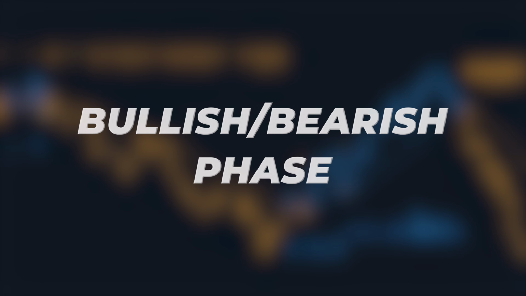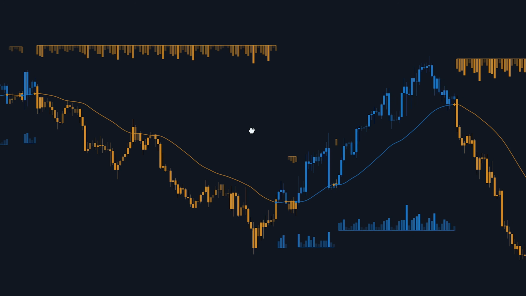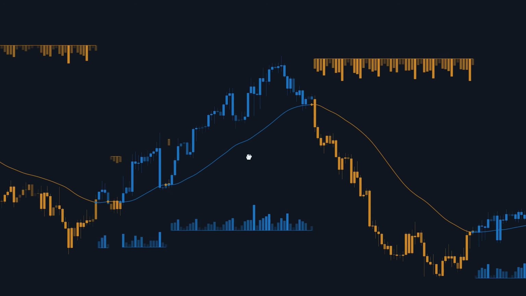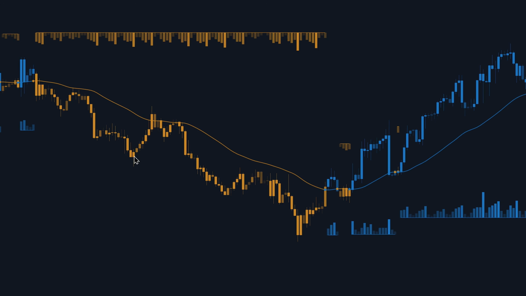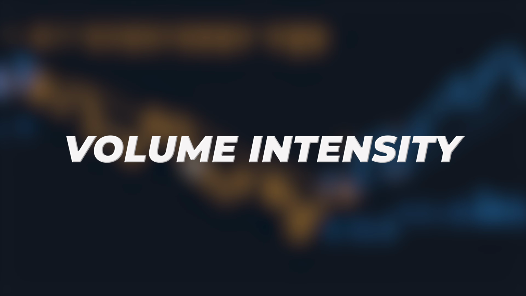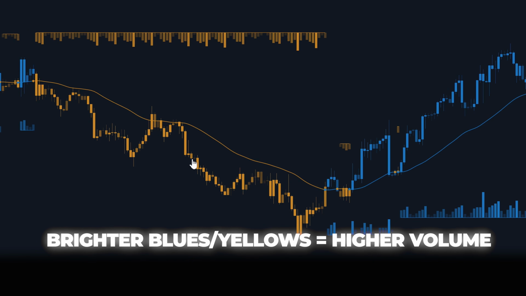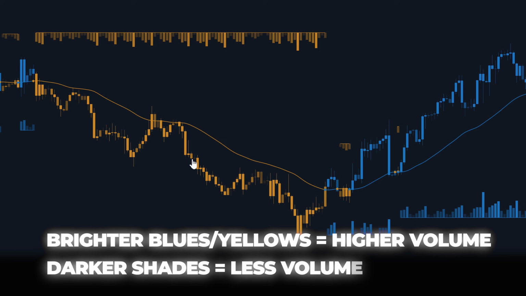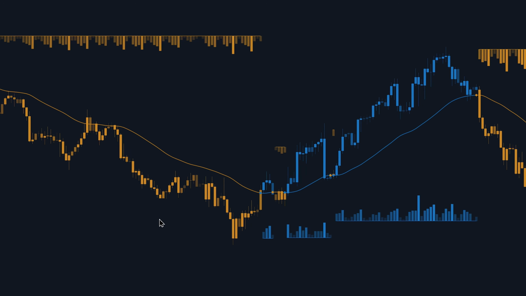The indicator also automatically colors your price candles to match the trend. Blue for up, yellow for down. What's neat is that the candle coloring isn't just flat. It uses a gradient based on volume intensity. So, brighter blues or yellows mean higher volume during that candle, while darker shades mean less volume, helping you spot those pressure points instantly.